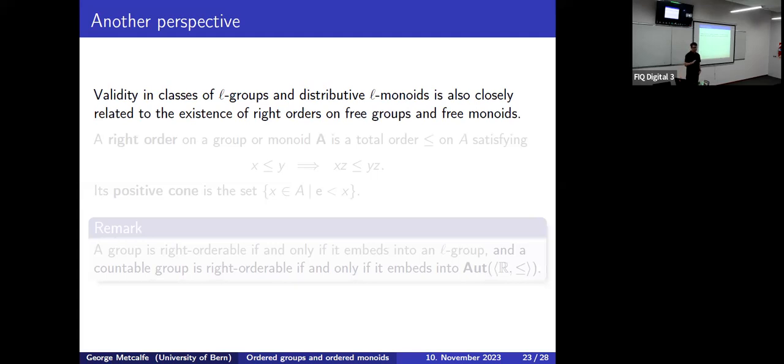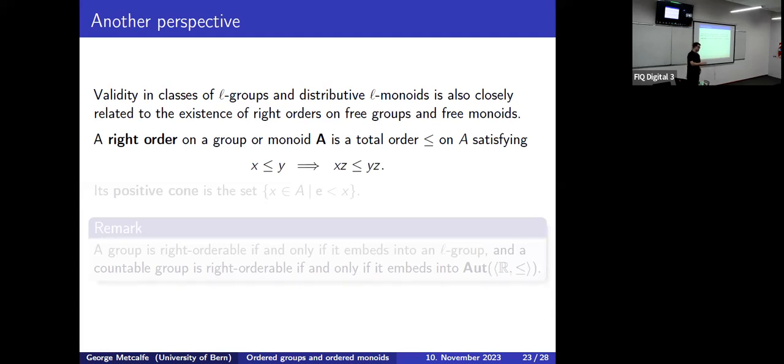The point here is that validity in classes of L groups and distributed L monoids has a close relationship to the existence of so-called right orders on free groups and free monoids. And I'll say what these terms mean. So first of all, what's a right order? Well, a right order on a group or monoid is just a total order that is preserved by multiplication on the right.